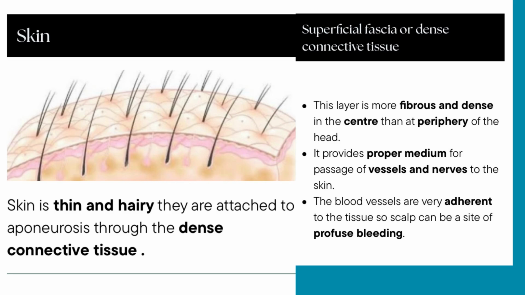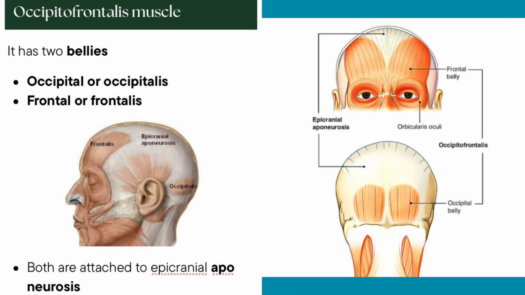The next layer is dense connective tissue or superficial fascia. This layer is more fibrous and dense in the center than at periphery. It provides proper medium for passage of vessels and nerves to the skin. The blood vessels are very adherent to the tissue, so scalp can be the site of profuse bleeding when laceration happens. Next is occipitofrontalis muscle, because this muscle is attached to epicranial aponeurosis.